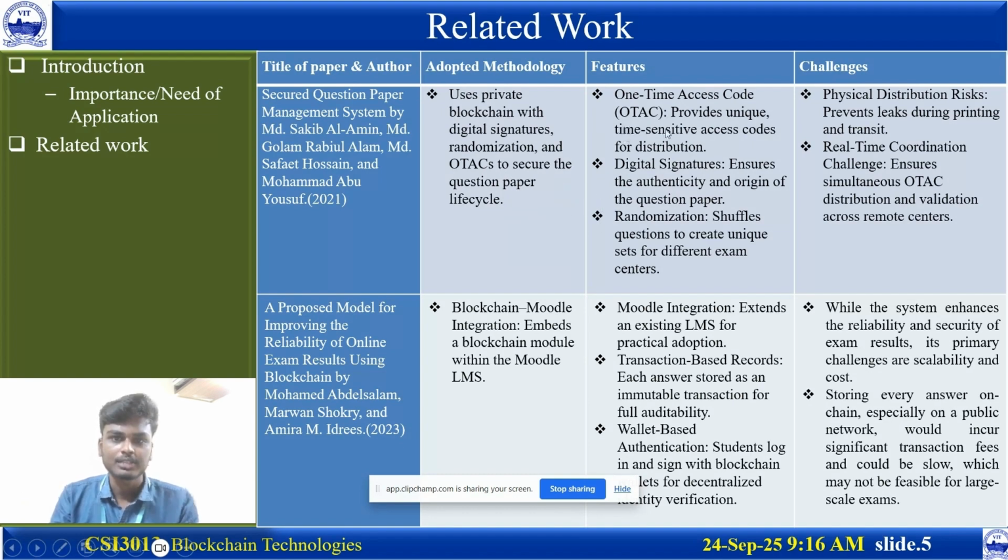The first feature is one-time access code. It provides unique time-sensitive access codes for distribution. Means the OTACs are like an OTP to open the question paper in the exam halls. Without OTACs, you cannot open the question paper. The next feature is digital signatures. It ensures the authenticity and origin of the question paper. Whenever the faculty uploads the question paper, he signs it with his digital signature to ensure its authenticity.